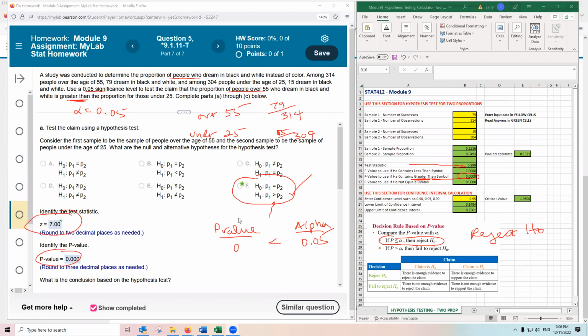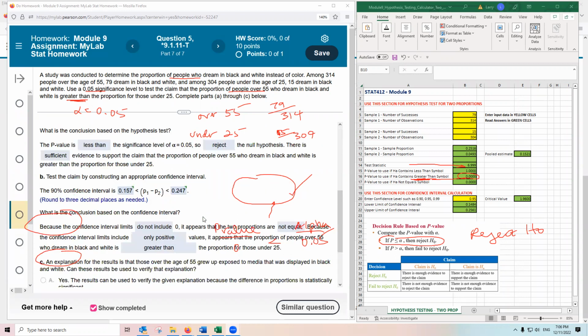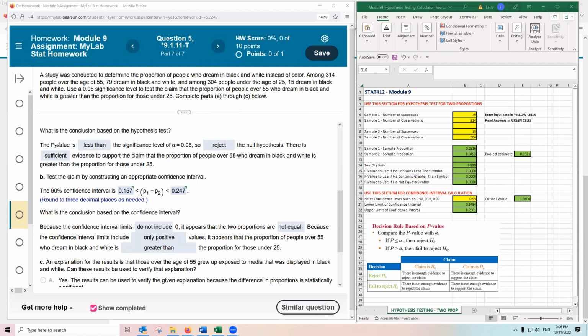All right, let's scroll down. What's the conclusion? Well, we just determined that the p-value was less than alpha, so reject the null hypothesis. And when you reject the null hypothesis, there's enough evidence to support the claim. Now they want a 90% confidence interval. So I'm going to come over here to this confidence interval calculator, enter 90% here, 0.90 in decimal.